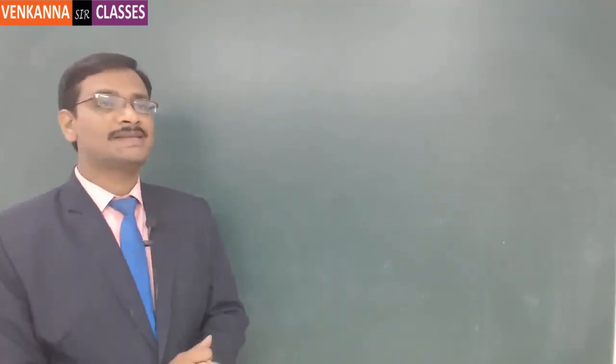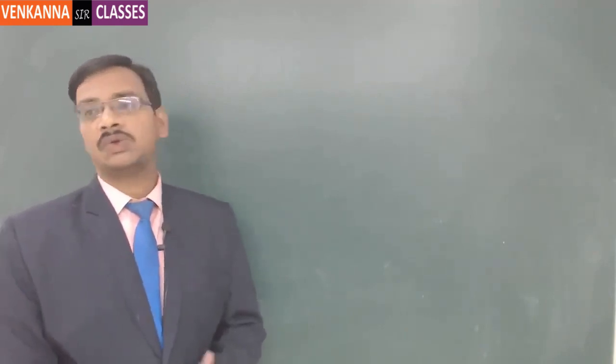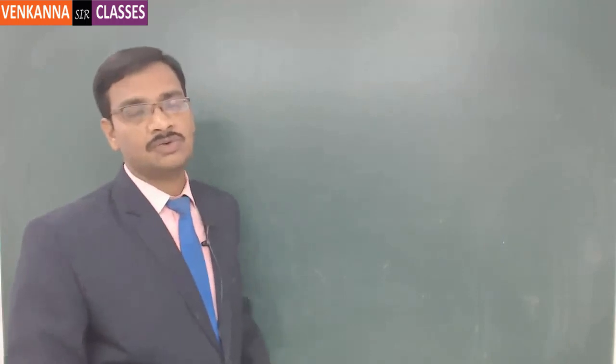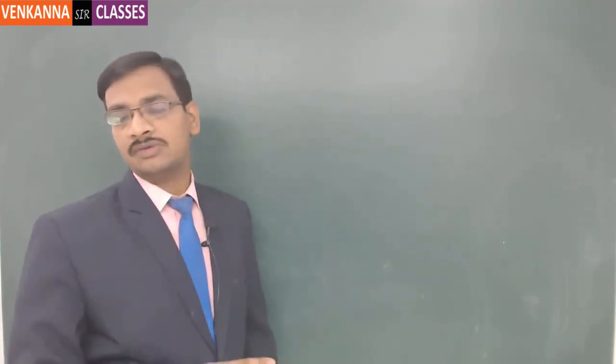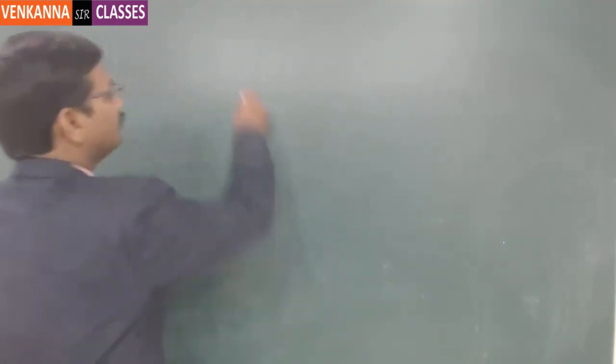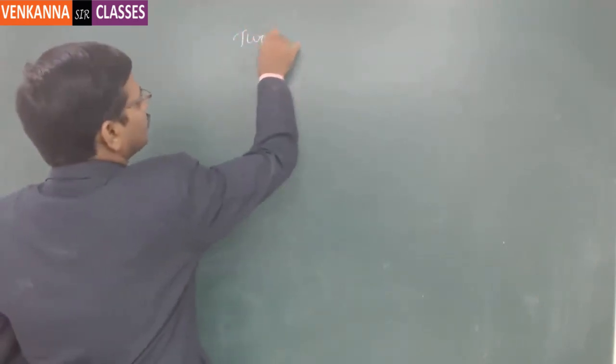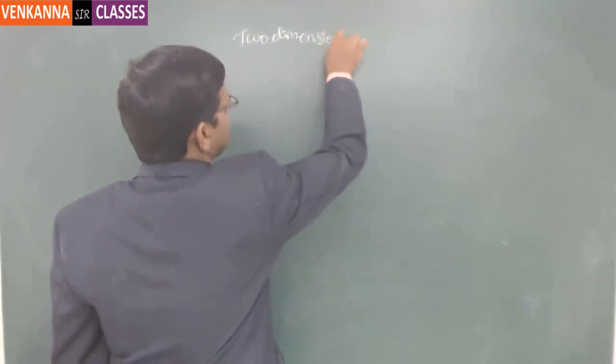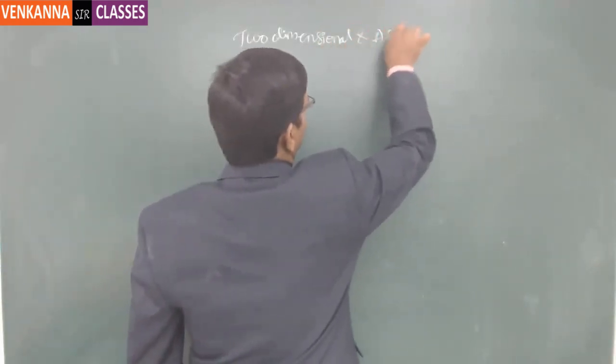So in case of axisymmetric flow, there is nothing new to learn. Whatever we have done in case of two-dimensional flow, that's exactly what we have done in case of axisymmetric flow. That's why the statement is two-dimensional and axisymmetric flow.